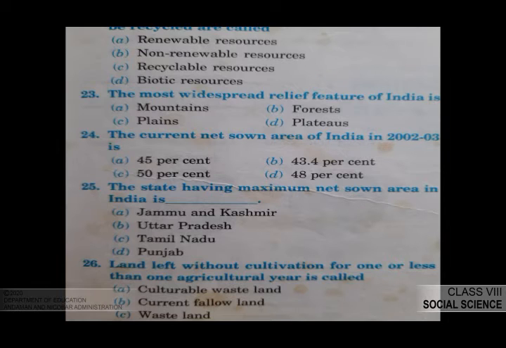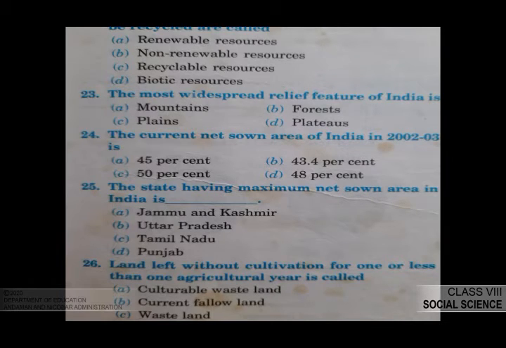So the next question comes, the current net sown area of India in 2002 and 2003 is, your options are 45%, 43.4%, 50% or 48%. Okay. So the next question is, the state having maximum net sown area in India is, your options are Jammu and Kashmir, Uttar Pradesh, Tamil Nadu and Punjab. Now you have to choose the best option out of it.